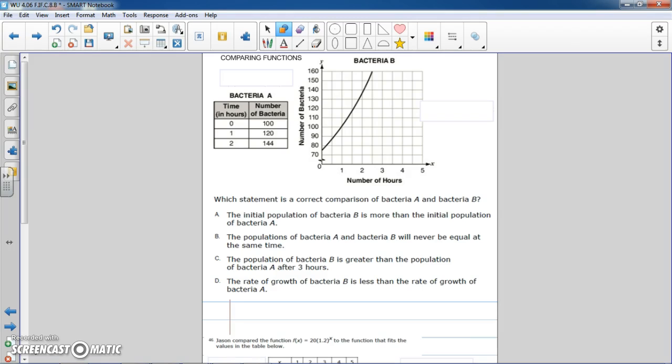Comparing functions, you can be given a function using a table, a graph, or a function rule. In this question, as you can see here, we have a table and a graph. These types of questions will ask you to compare two functions. You can compare their slopes, their rate of change, their initial value, their y-intercept, and some questions will ask you when will one function exceed the other function.